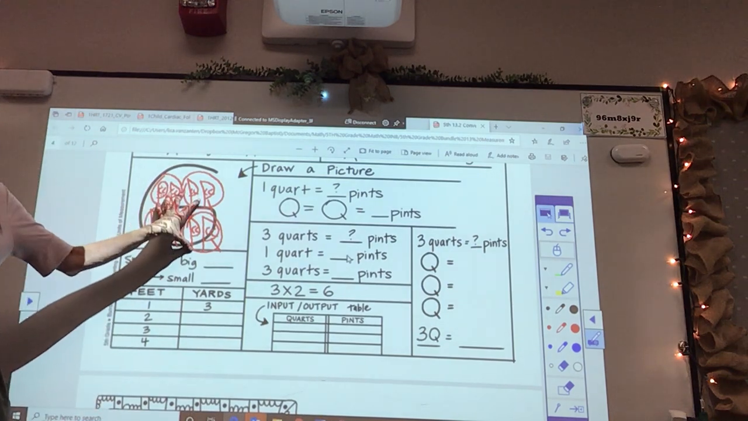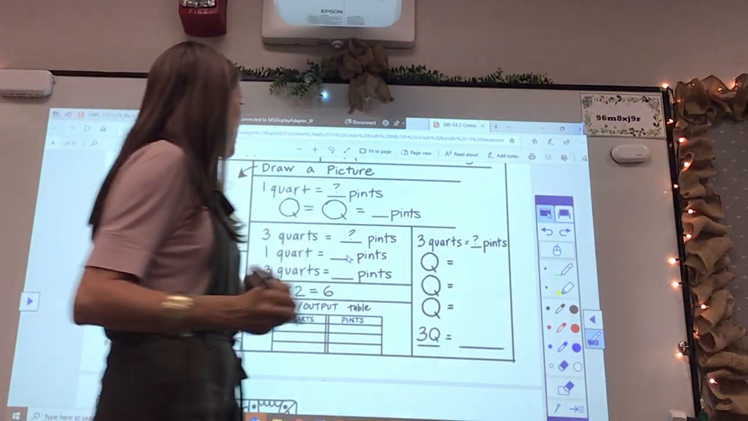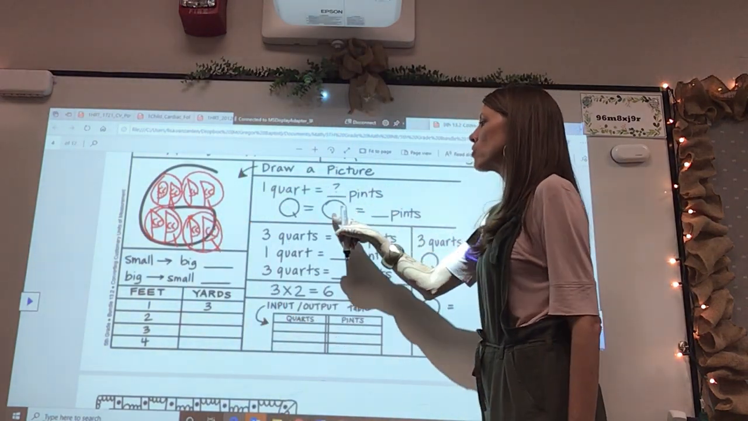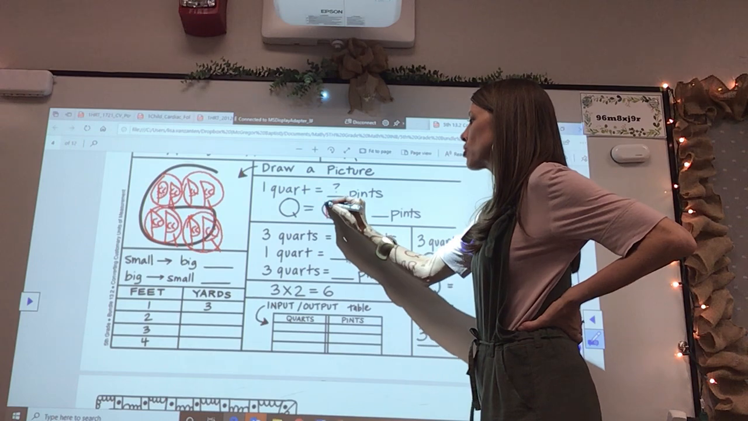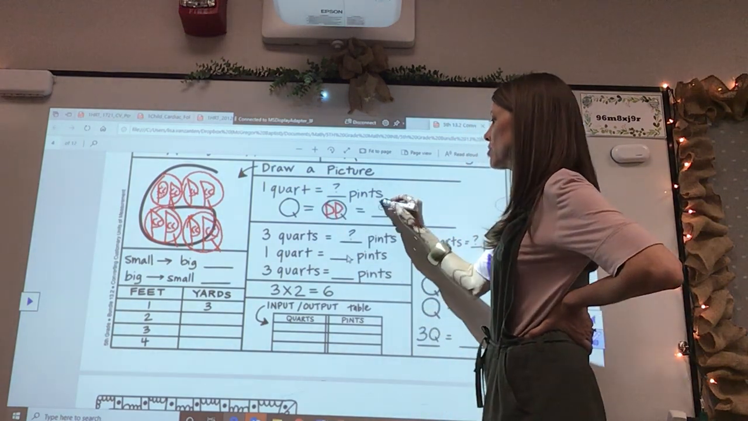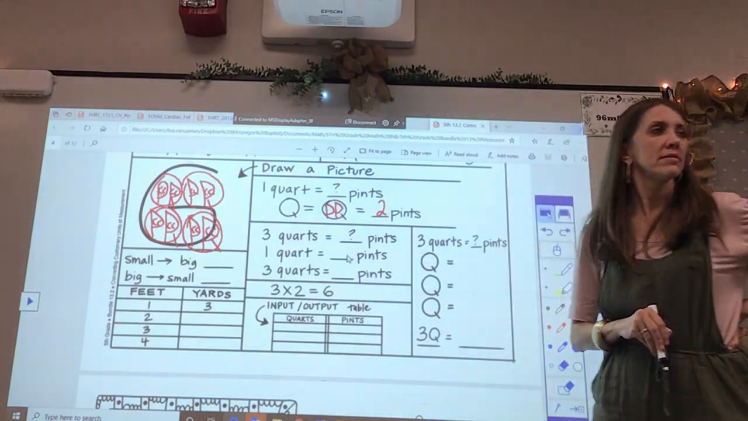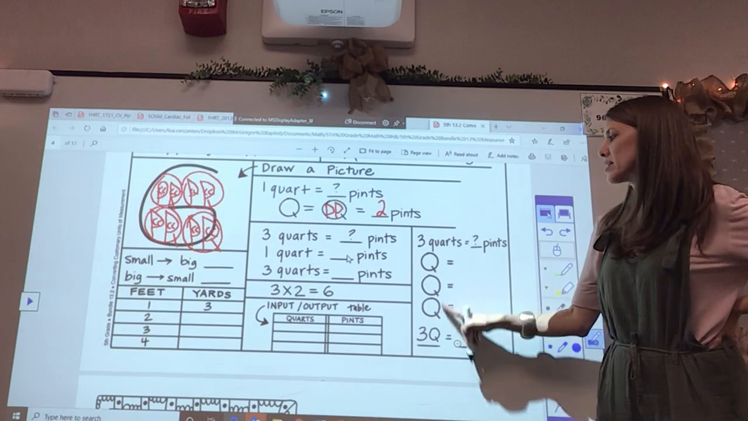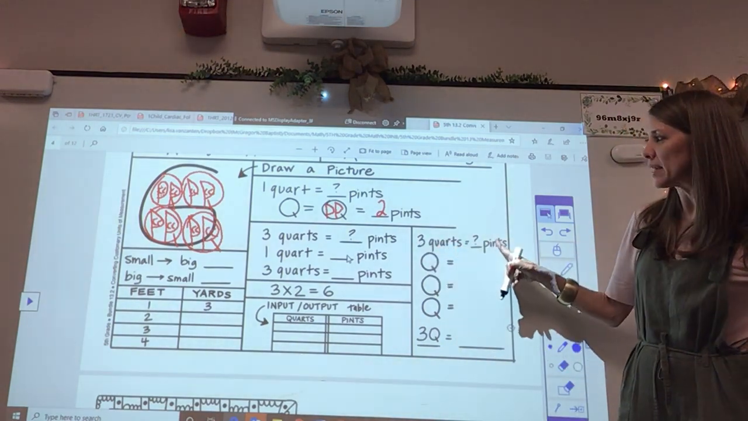Drawing a picture helps you convert because you can say 1 quart equals how many pints? Well, draw your picture. How many pints are there in a quart? 2. Right? Or let's go over here and do one that's a little bit harder. 3 quarts equals how many pints?